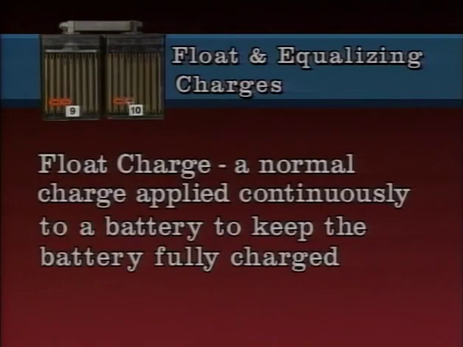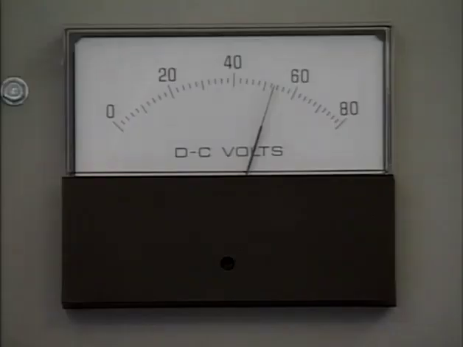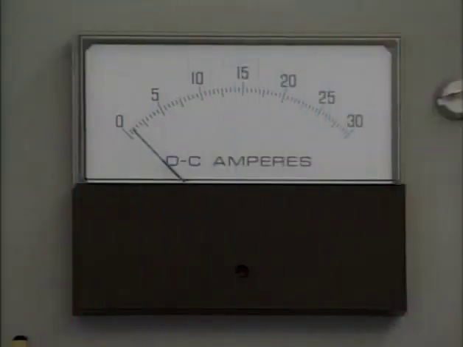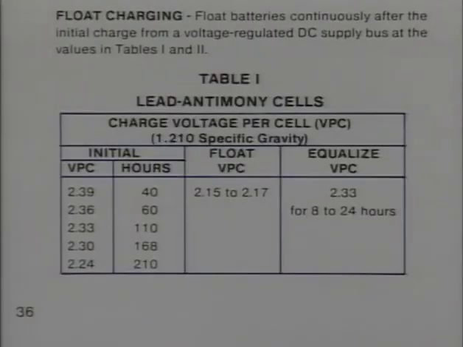A float charge is a normal charge applied continuously to a battery to keep the battery fully charged. For a float charge, the voltage is floated at a fixed level slightly above the normal open circuit voltage of the battery. This allows the battery to draw just enough current to overcome its self-discharge losses and maintain a full charge. The float voltage setting is typically specified in cell manufacturer instructions or by company procedures.